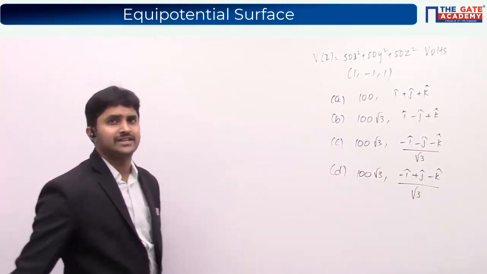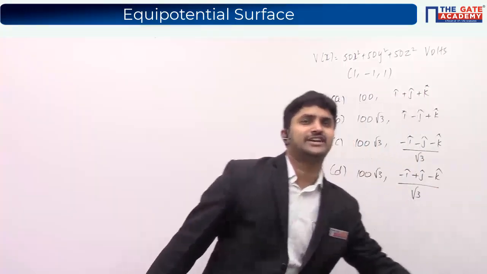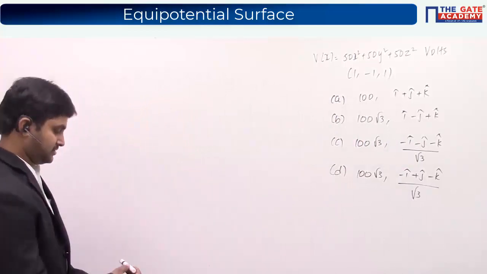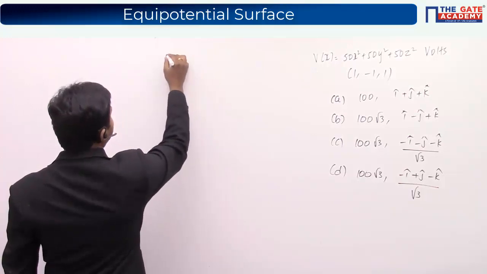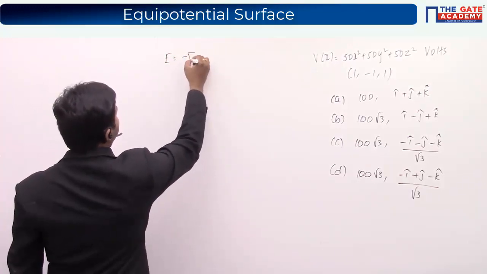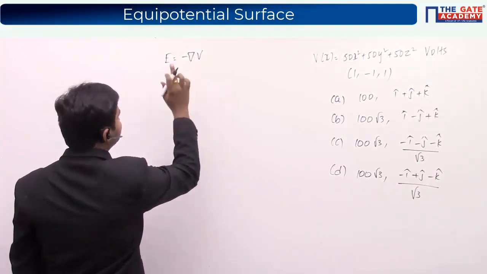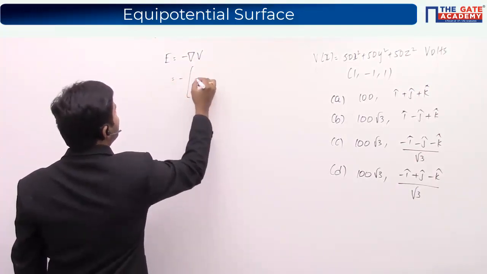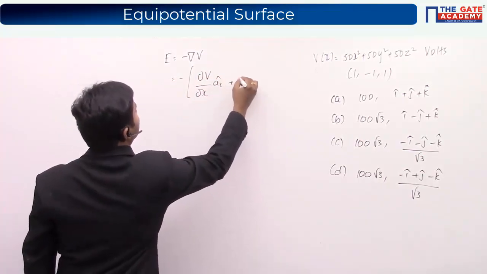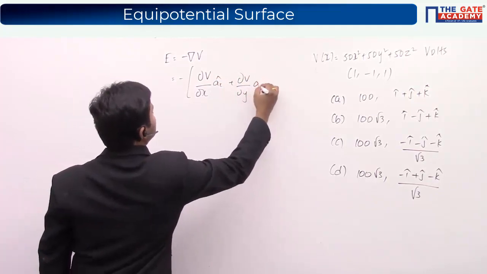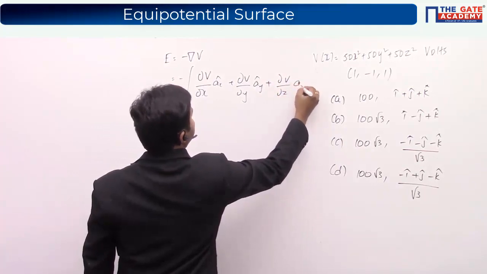So I can see many of you have answered it as option D. Let us check whether it's a correct answer or not. V of x is given to us and we have to find the electric field, and we know a very important formula, that the electric field is minus the gradient of the potential. The gradient of the potential is given by dou v by dou x in the x direction, dou v by dou y in the y direction, and dou v by dou z in the z direction.